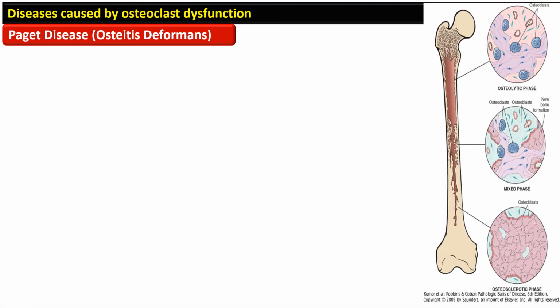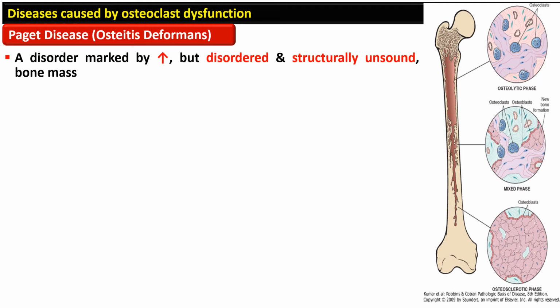Now coming to the diseases that are caused by osteoclast dysfunction, an important entity in this group is Paget's disease. This is also termed as Osteitis deformans, and it is a disorder characterized by increased, disordered but structurally unsound bone mass. This abnormal formation of the bone tissue results in a weakened and deformed bone.